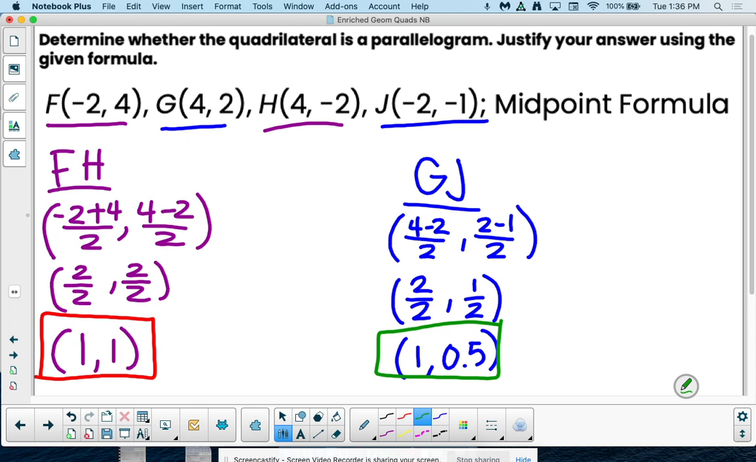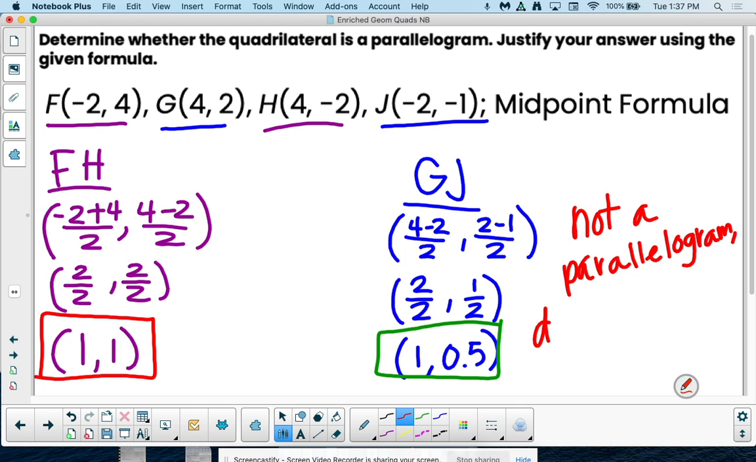Turn around in your seat, buddies. Did you leave no work showing? Do we agree with the answers I got? Yeah. Okay, so is this a parallelogram? No, because are these the same midpoint? Nope. So you're saying not a parallelogram. No. Not a parallelogram. Diagonals have different midpoints.